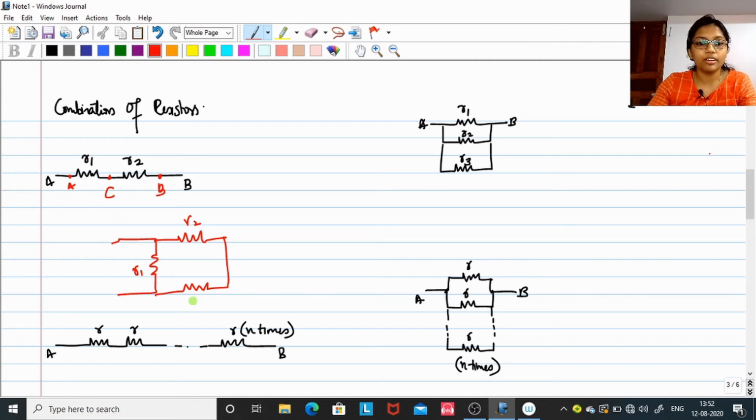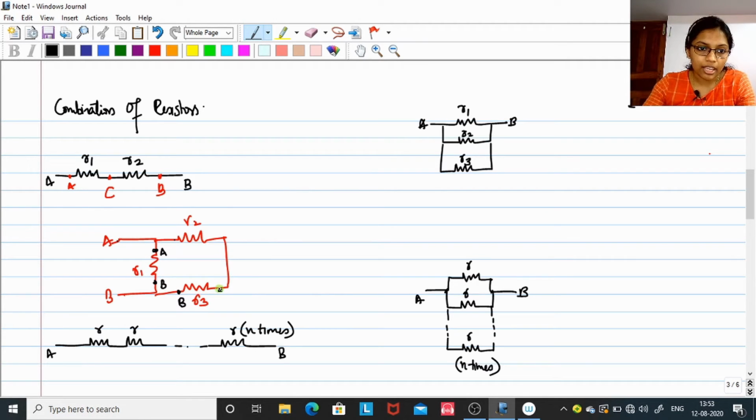R1, R2, R3. So points A and B. Here, what is the relation between R2 and R3? R2 and R3 are in series connection. Why? Because let me mark the points across all the resistors. Like R1, here A is extended to here and here, isn't it? So this point is A and this point is B. Also the B point is extended to here also, which means one terminal of R3.